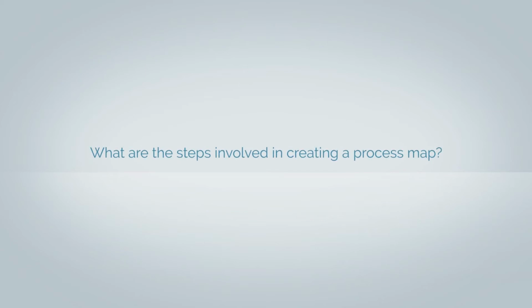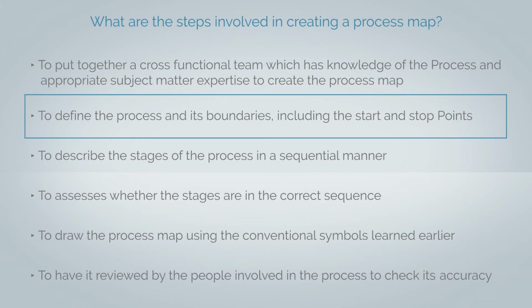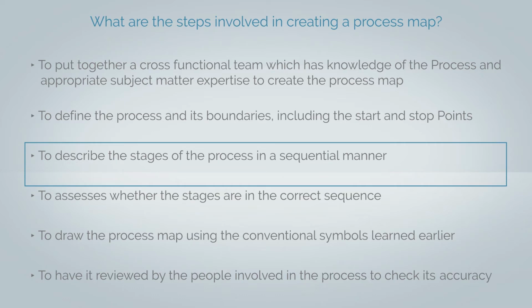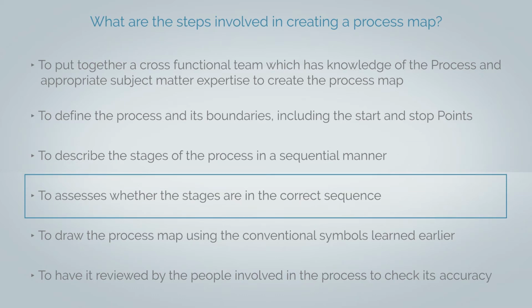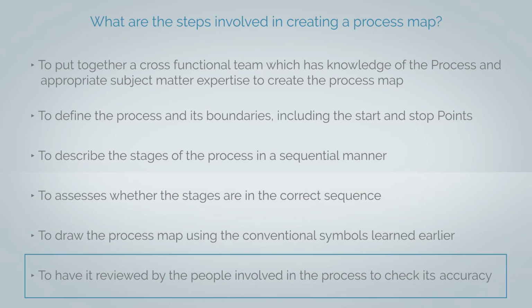Now, when you know the symbols in a process chart, what are the steps involved in creating a process map? The first step is to put together a cross-functional team, which has knowledge of the process, and appropriate subject matter expertise to create the process map. The next step is to define the process and its boundaries, including the start and stop points. The third step is to describe the stages of the process in a sequential manner. The fourth step is to assess whether the stages are in the correct sequence. The fifth step is to draw the process map using the conventional symbols learned earlier. And the last step is to have it reviewed by the people involved in the process, to check its accuracy.